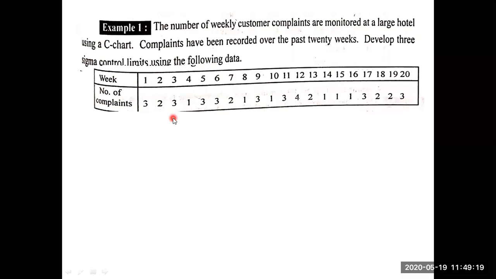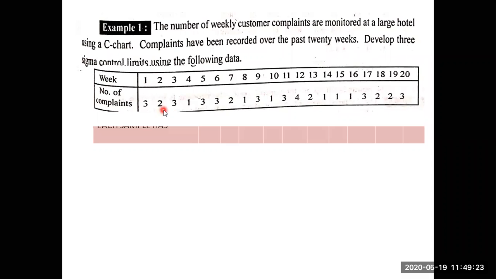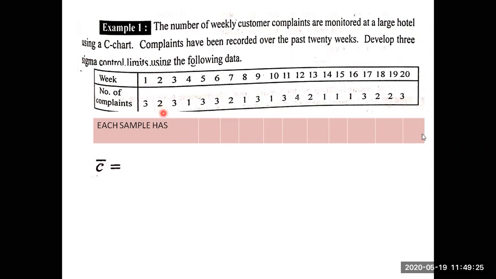So he has never mentioned how many items each sample has. Then you have to use the C chart. C chart means total number of complaints. Add these up and you will get 44. Divide by the number of weeks, 20. That means you are going to get 2.2 complaints per week, which is the average.